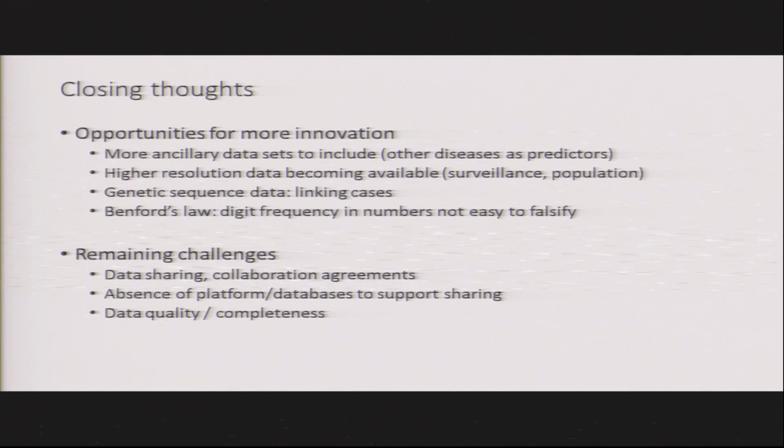Humans are not very good at making random numbers up. They don't have the right frequency of digits. The first digit is most often a 1, but people don't know that. So if you're looking to find anomalies in your data sets, there are actual tools out there to help you find these issues.